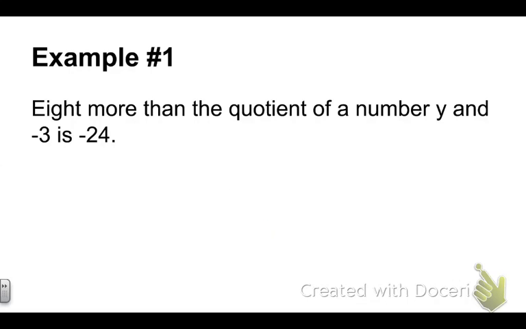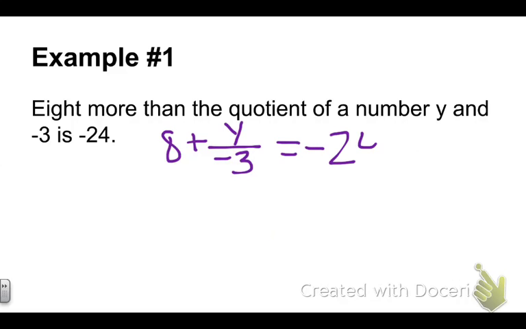So example 1. 8 more than the quotient of a number y and -3 is -24. So we need to translate all those words. The nice thing is the variable is given to us on this one. So 8 is simply 8. More than means adding. The quotient of a number y and -3: quotient means division, so y is being divided by -3. Is means equals -24. So there's our equation. Now we've got to solve for it.